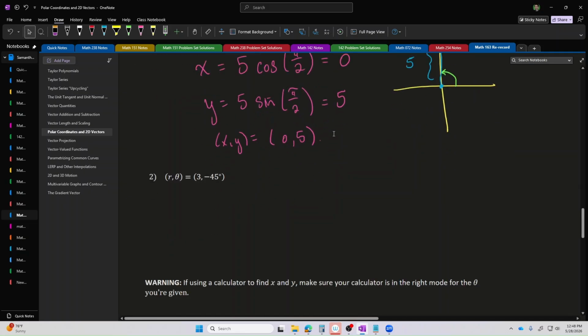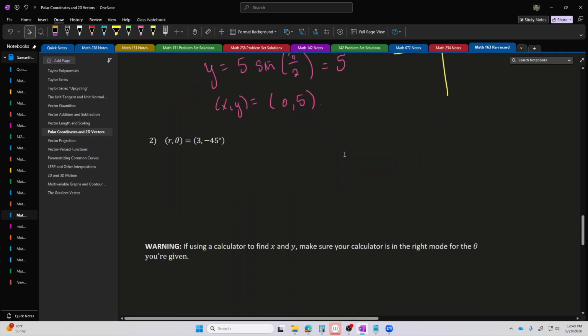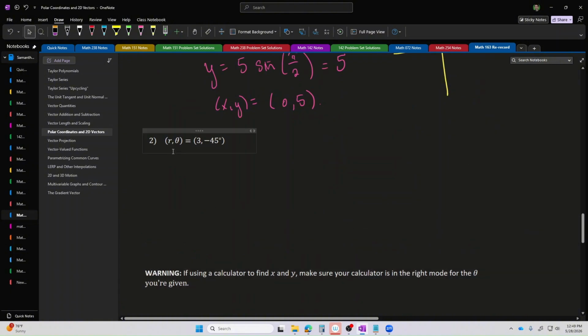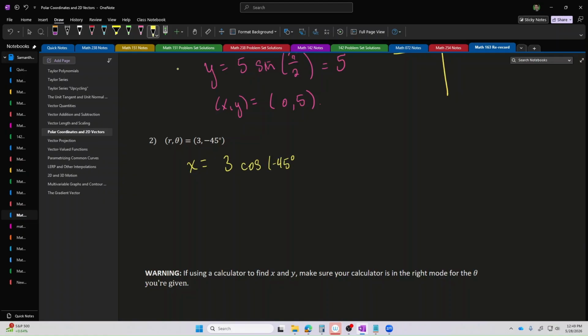Similarly, if they gave me r equals 3 and theta equals negative 45 degrees, I can go ahead and calculate the Cartesian expression of this same point. The Cartesian expression would be x is equal to 3 cosine of negative 45 degrees. Y would be equal to 3 sine of negative 45 degrees. So this would be 3 over square root 2, and this would be negative 3 over square root 2 using the unit circle.